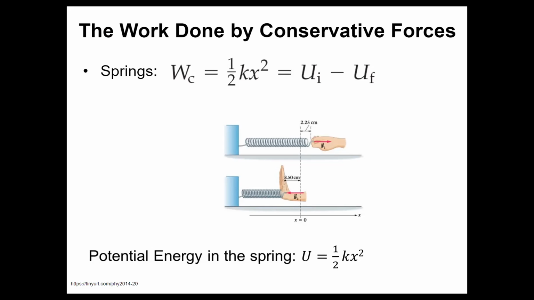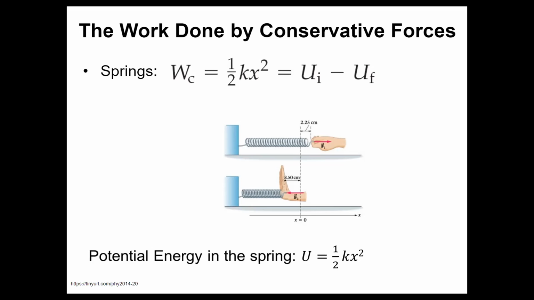Work done by the spring is equal to 1/2 kx squared. We checked this earlier when we looked at the work done by a spring. That should be equal to the potential energy of the spring initial minus the potential energy of the spring final. The potential energy of the spring is called elastic potential energy. So there are two types of potential energy: gravitational potential energy, and this one, elastic potential energy.